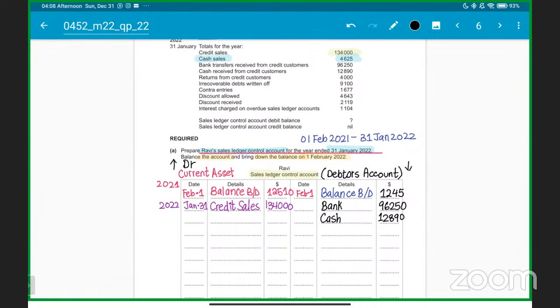Then you have returns from the credit customers. Definitely some goods will not be liked, the customers will not be happy, so they will make some returns as well. So returns will also reduce the customers, right? So you have to write down return inwards here. Any questions, anyone? We are doing everything step by step. Return inwards will be coming from the credit customers, 4,000 on the credit side. Understood? You can say sales return or return inwards. Both of the words are correct.